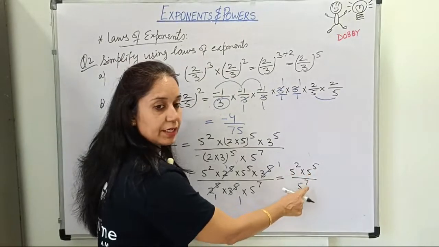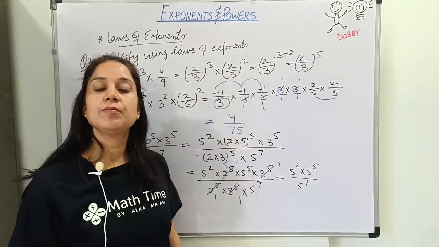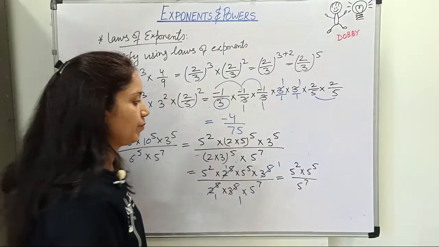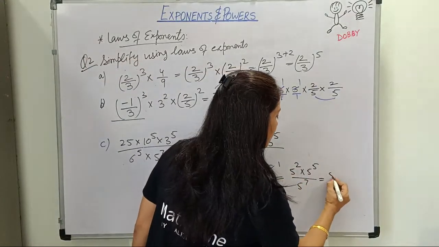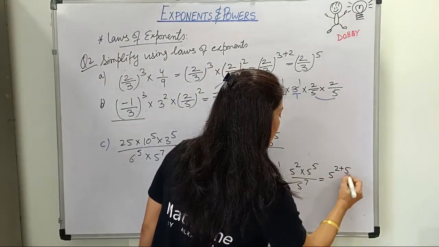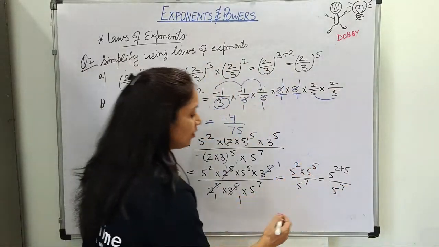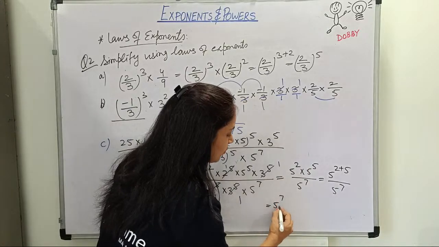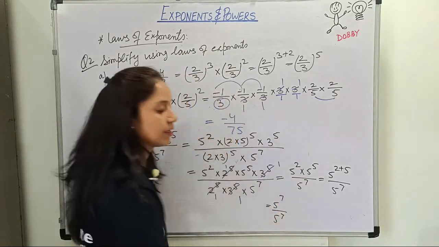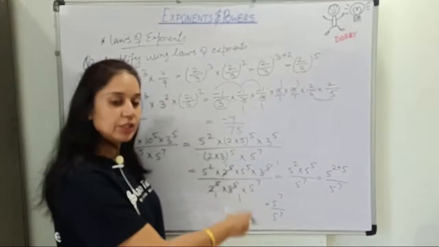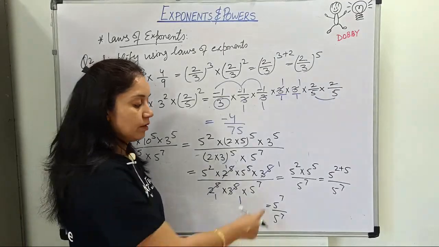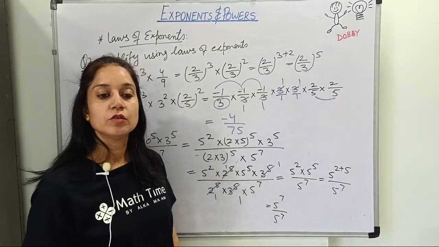Same base in multiplication, what do we do? We add the powers. So let us add them. 5 raised to the power 2 plus 5 upon 5 raised to the power 7. After adding, what will you get? 5 raised to the power 7 upon 5 raised to the power 7. Division. In division, what do we do? We subtract.